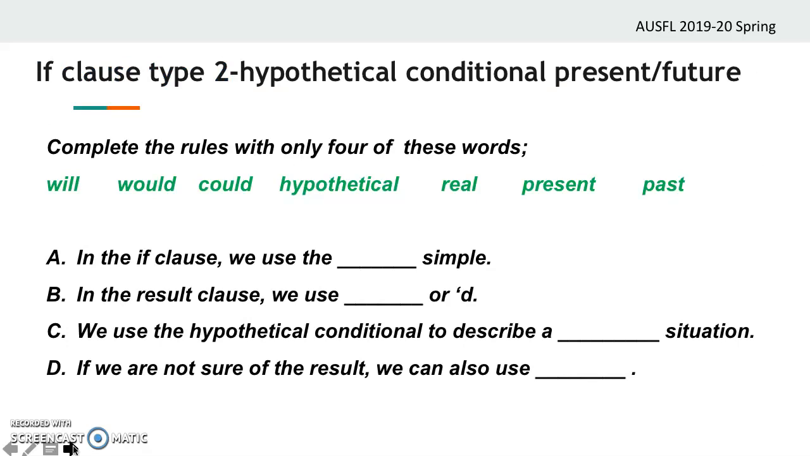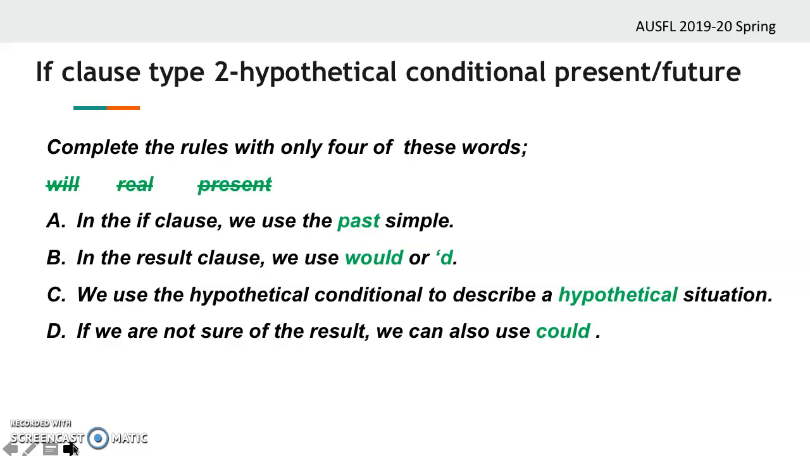Okay, here in the rules box, we have to complete the rules with the given words above: will, would, could, hypothetical, real, present and past. But there are more than necessary. Just use the ones we need. Pause the video and fill in the blanks. Okay, as you can see, let's read the rules together. In the if clause, we use the simple past. In the result clause, we use would or contraction 'd.